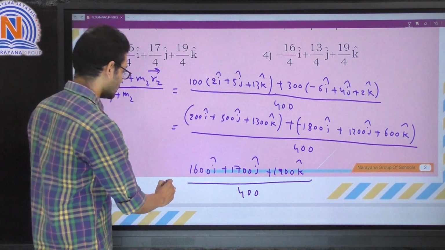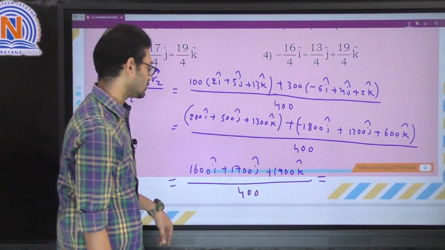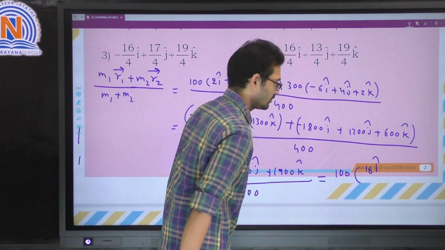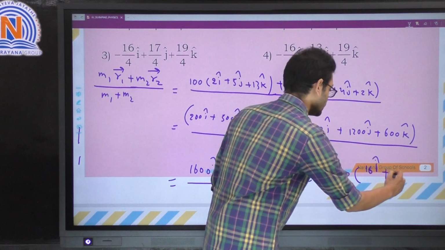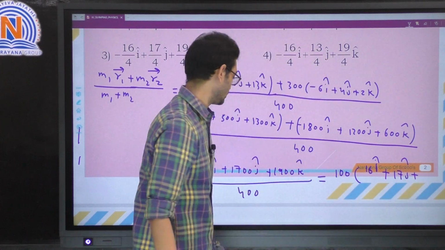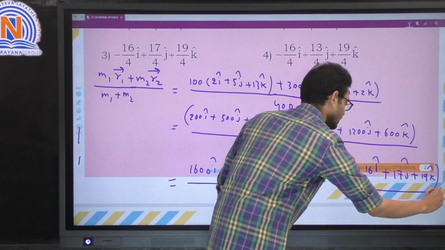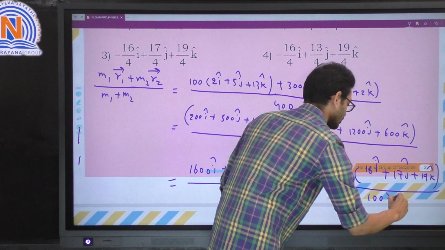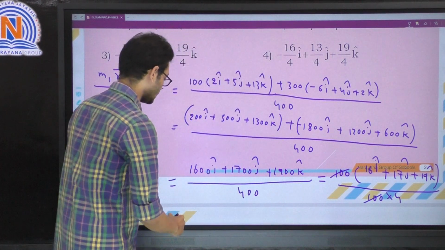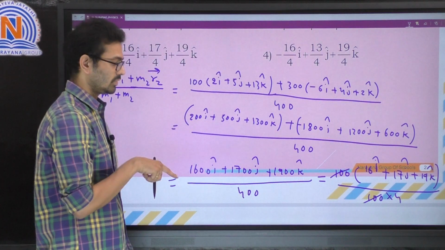After this, you take 100 common, and you will be getting 16 i cap plus 17 j cap plus 19 k cap, by 100 into 4. The 100 gets cancelled. You will be left with 16 i cap by 4, 17 j cap by 4, 19 k cap by 4.